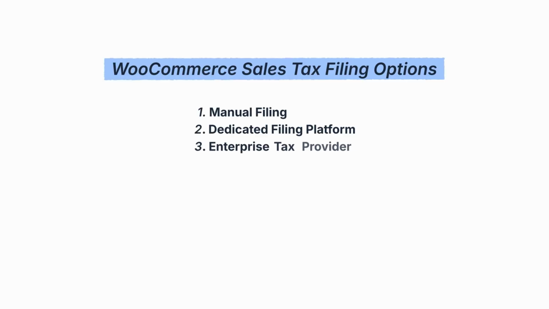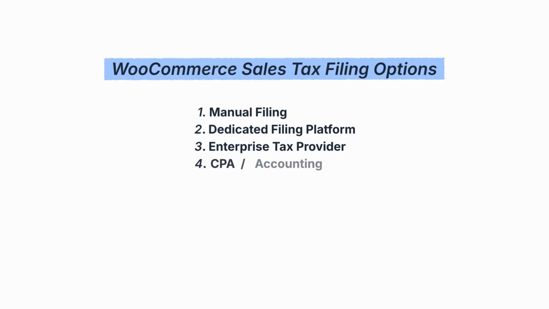Now, the third option is an enterprise provider. Companies like Avalara that serve larger corporations with complex product catalogs. So these tend to come with longer implementation timelines and essentially higher costs. The fourth option is a CPA or accounting firm that specializes in e-commerce. So if you already have a trusted CPA relationship, they can handle filings for you, but costs per state tend to be higher than automated platforms, and the turnaround time can vary.